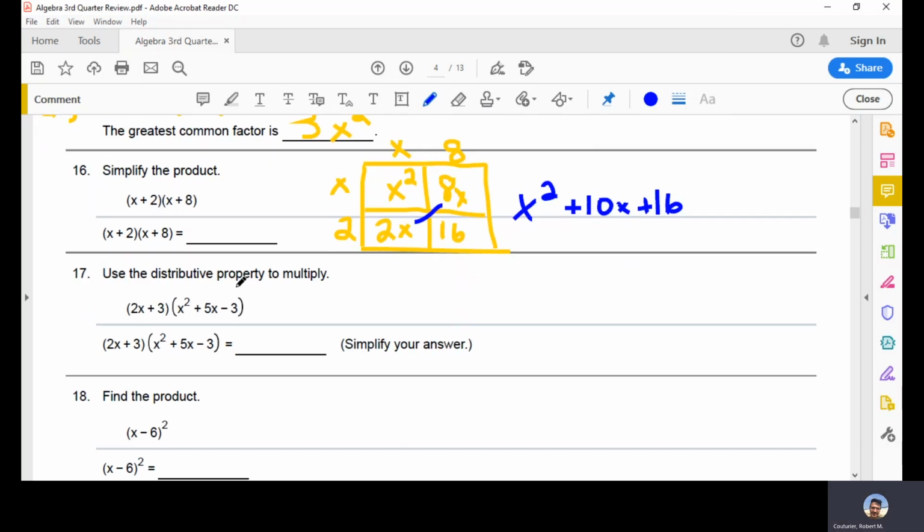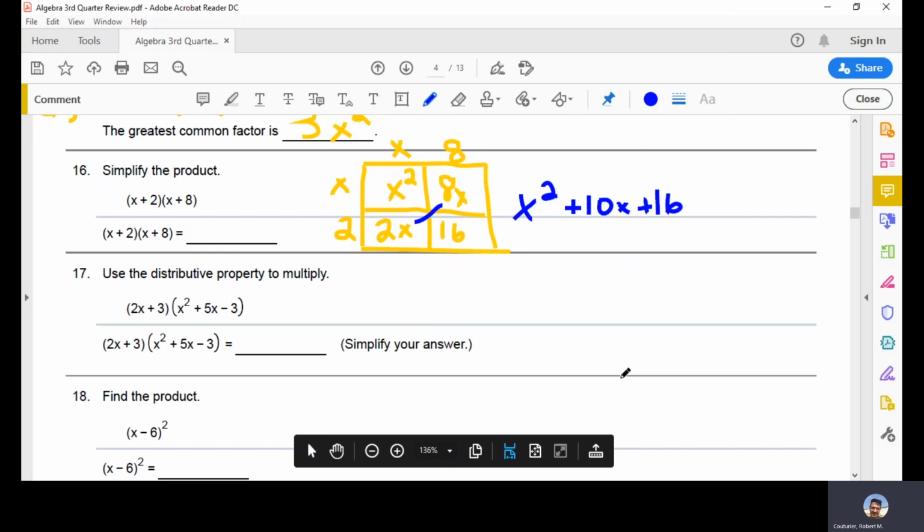Use the distributive property to multiply. I'm not going to do that. I don't want to do that. That makes it harder. This is so much easier to use the box method for this one, guys. Box method.